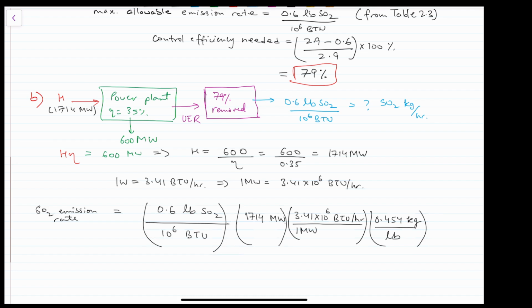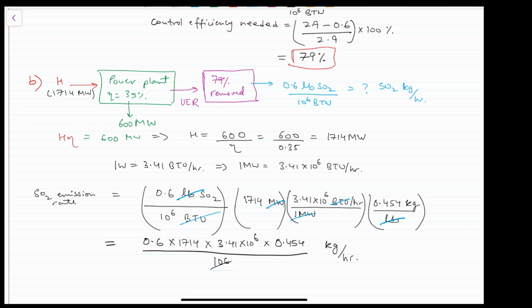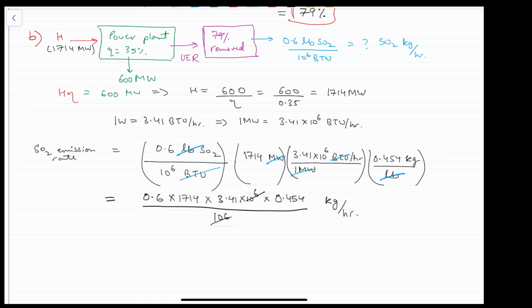So now let's cancel all the units. BTUs cancel with BTUs, megawatts with megawatts, pounds with pounds. So what we have is kilograms per hour, the units that we wanted. So this is 0.6 times 1714 times 3.41 times 10 to the power 6 times 0.454, divided by 10 to the power 6, kilograms per hour. And of course these two cancel out. If you solve this, it's approximately 1600 kilograms of SO2 per hour. So that's the answer for this.